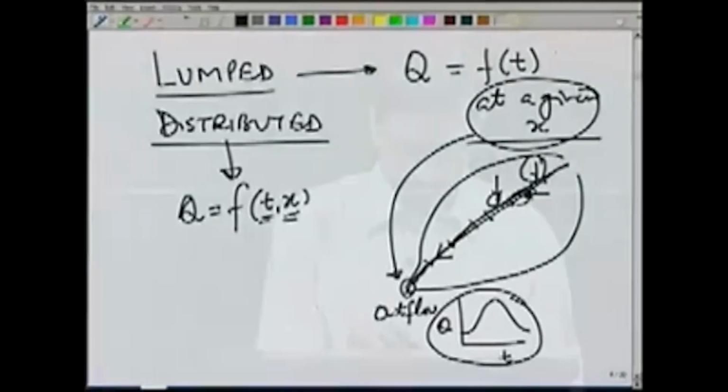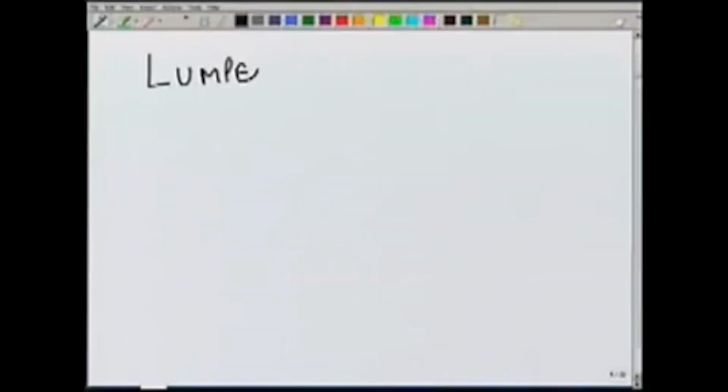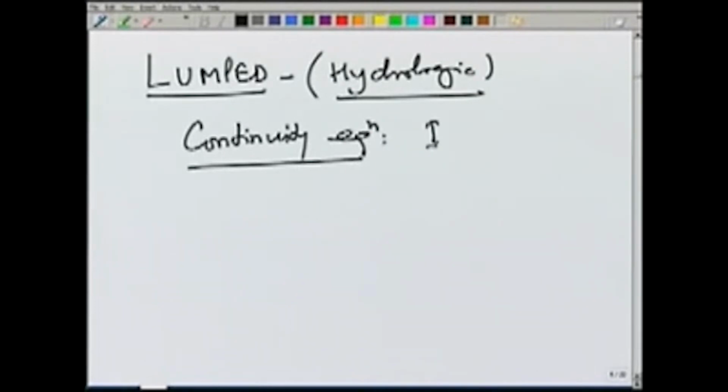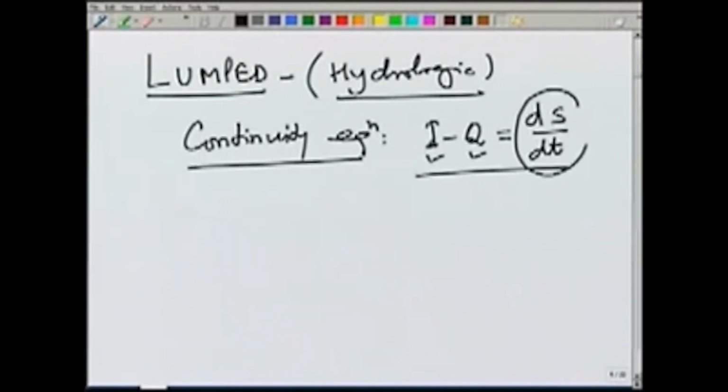In lumped routing, which is also called hydrologic routing, we use a continuity equation which is generally of the form inflow minus outflow equal to rate of change of storage. So, the lumped routing or the hydrologic routing uses the simple mass balance equation of inflow, outflow and relating them with the change in storage.